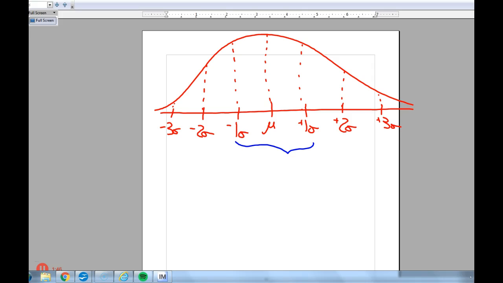The empirical rule is an estimate, but it's a pretty good estimate. If you are within 1 standard deviation either way from the mean, and the curve is absolutely perfectly normal, which is really rare. But if that were true, approximately 68% of the data is within 1 standard deviation.